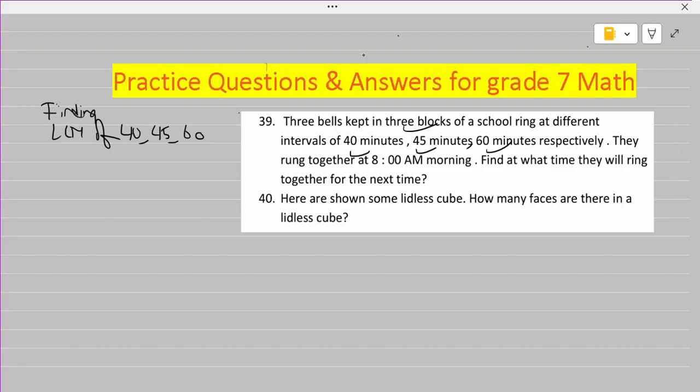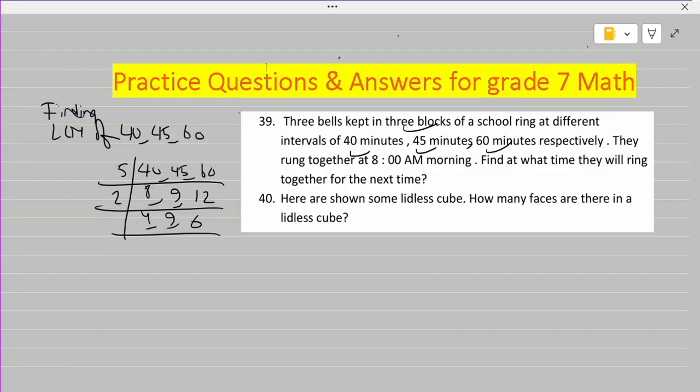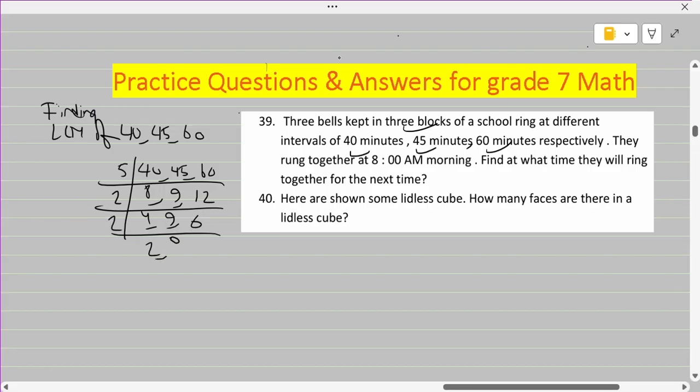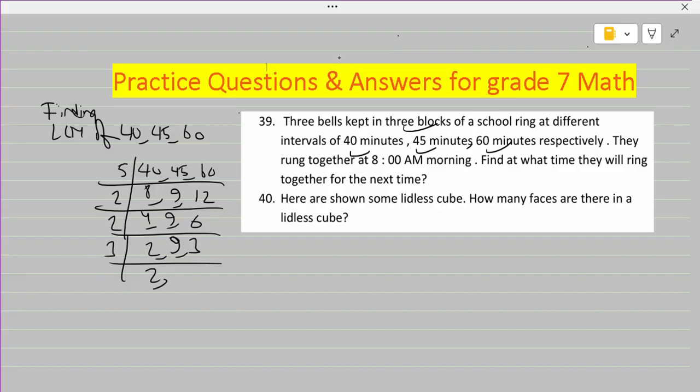So I go directly over here. 40, 45, and 60. Now they are divisible by 5. 5 8s are 40, 5 9s are 45, and 5 12s are 60. Next they are divisible by 2 and 3. Let's go with 2 first. 2 4s are 8, and 45 we keep the same. 2 6s are 12. Again we can go with 2. 2 2s are 4, 9 same. 2 3s are 6. Then next we can go with 3. 2 we keep the same. 3 3s are 9. 3 1s are 3. So 2 and 3 both are prime factors.